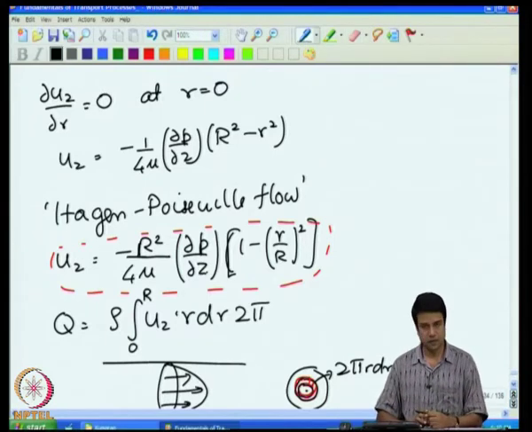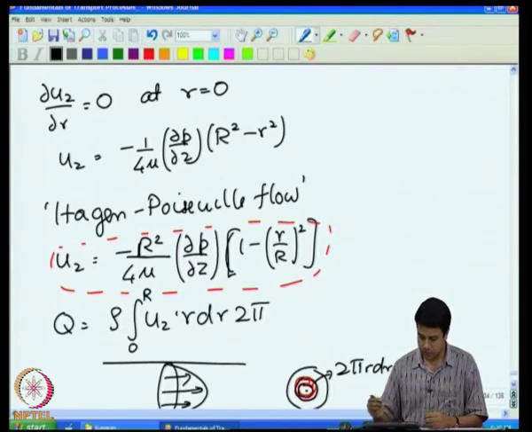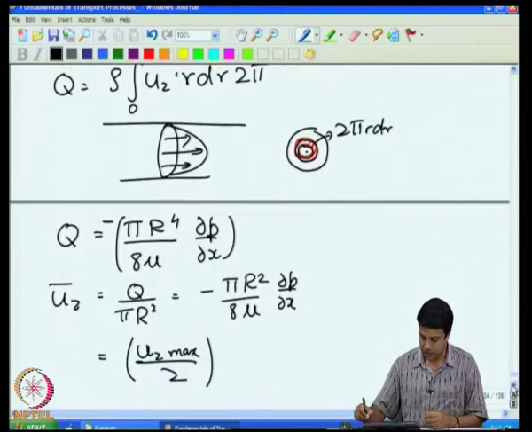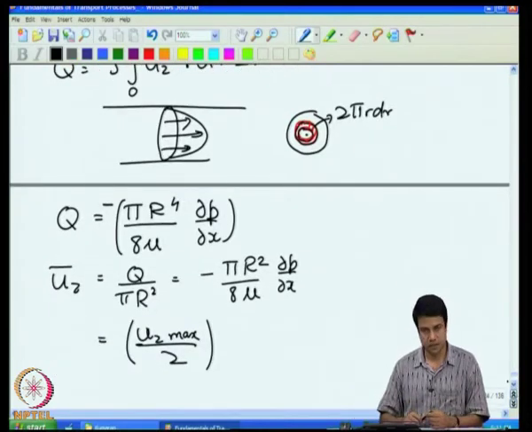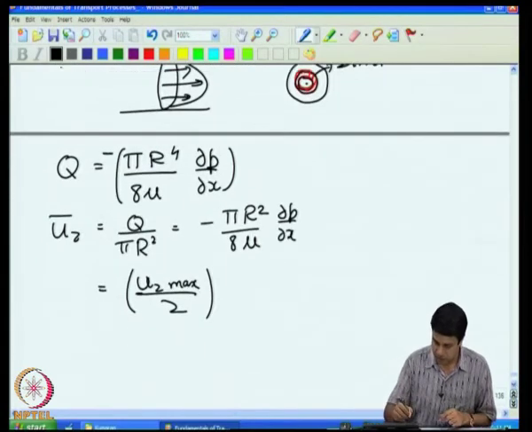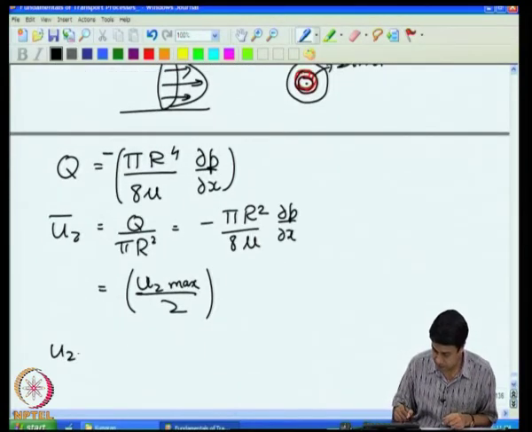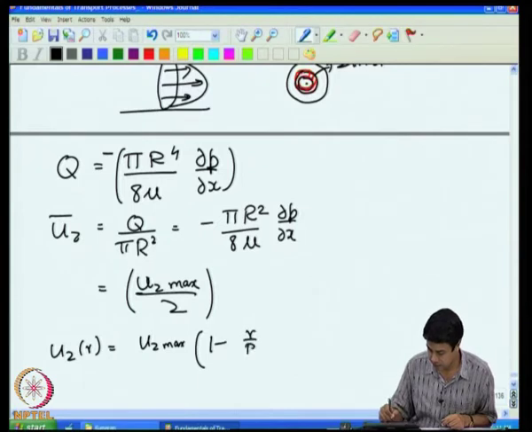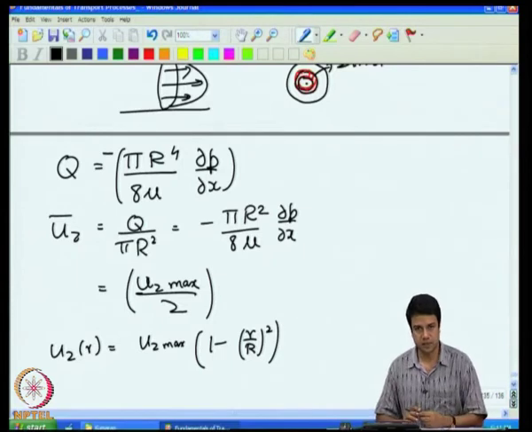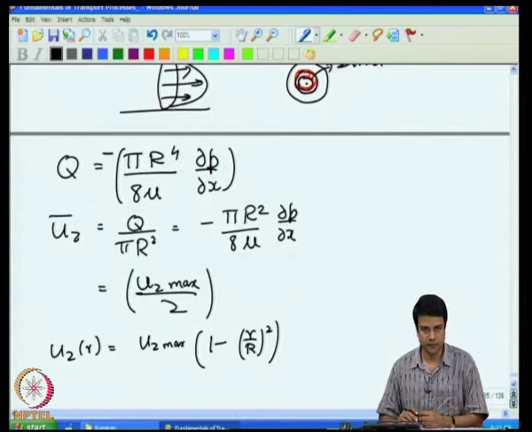So, right at the center of the pipe it is equal to R square by 4 mu dp by dz. The average velocity is R square by 8 mu. That means that u z bar is equal to u z max by 2. And I can also write this function u z of r as equal to u z max into 1 minus r by R the whole square. So, the maximum velocity times 1 minus r by R the whole square is the velocity profile. It is a parabolic velocity profile.